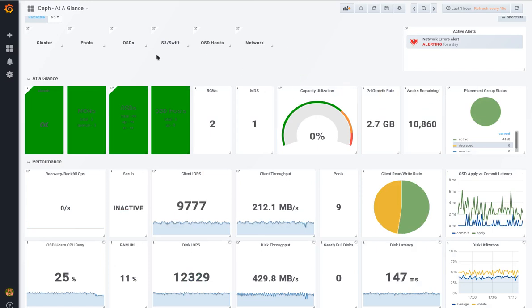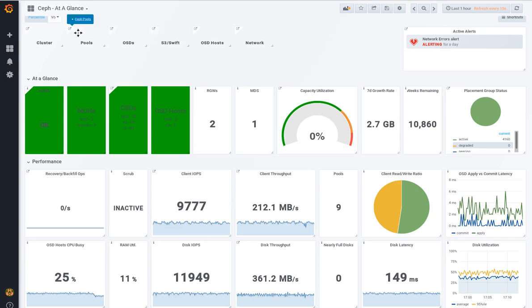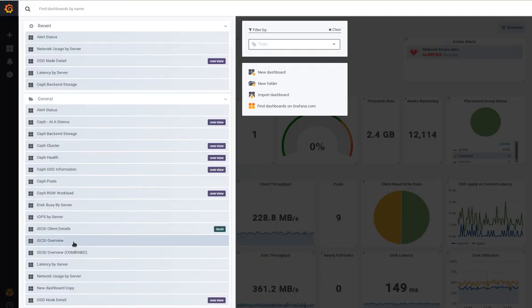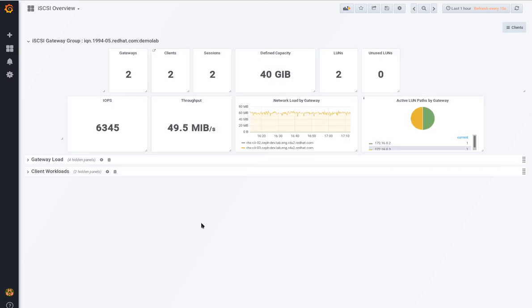And finally, the other thing that we've shown, which isn't quite mainstream, I suppose, in terms of Ceph deployments right now, is iSCSI. So I'm generating iSCSI load. So what we provide for iSCSI: there's an overview dashboard. Again, this comes with cephmetrics.